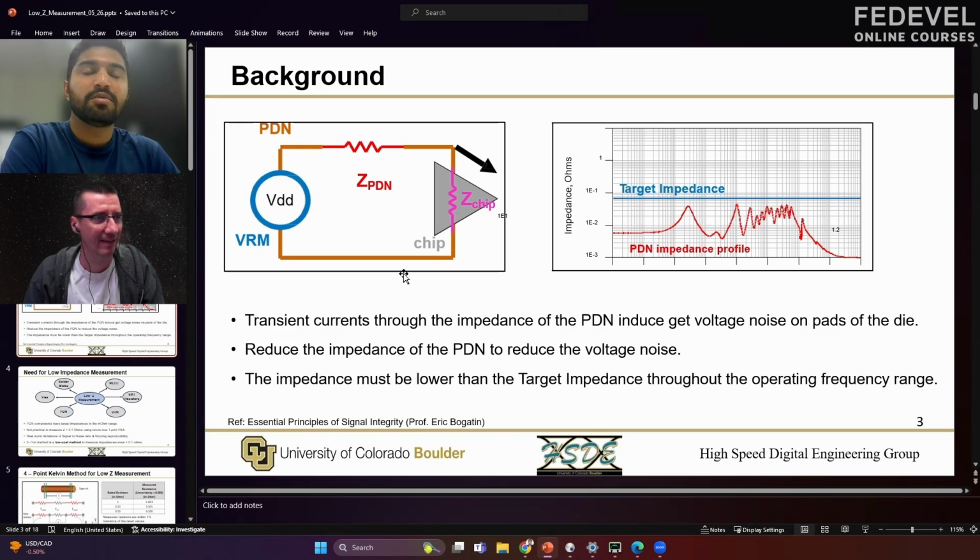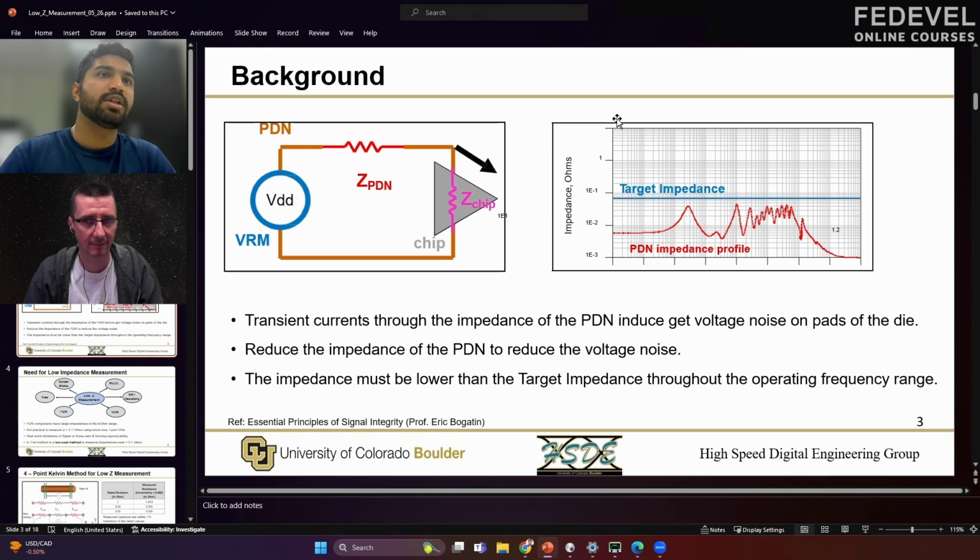In this graph, it's a normal schematic or equivalent circuit of how we have a VRM, and then the part till the pads of the die has some impedance. We have categorized that impedance as the impedance of the power delivery network, or the power distribution network, as we say. A current going through it, with a particular impedance which varies with frequency, is going to induce a voltage noise and a voltage drop, which will be voltage noise on the pads of the die.